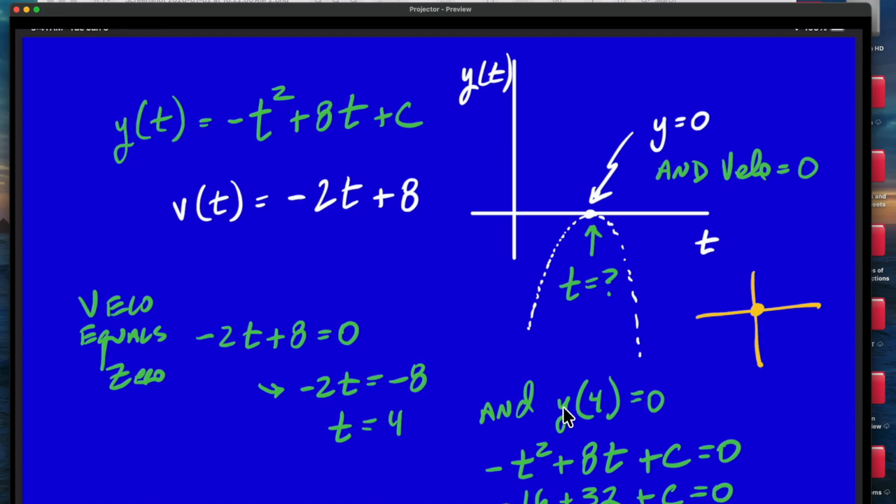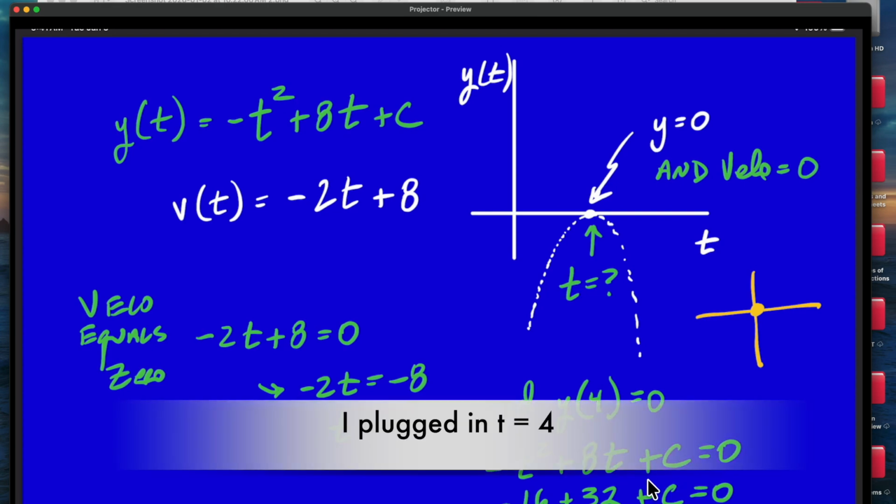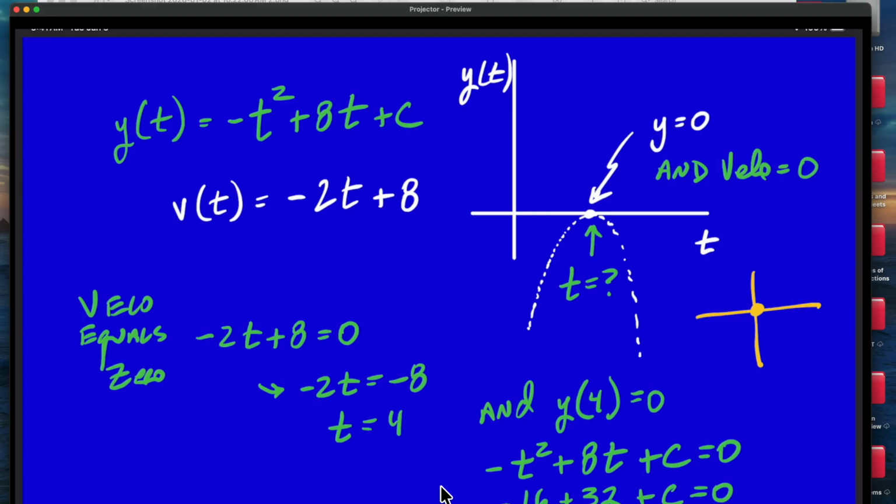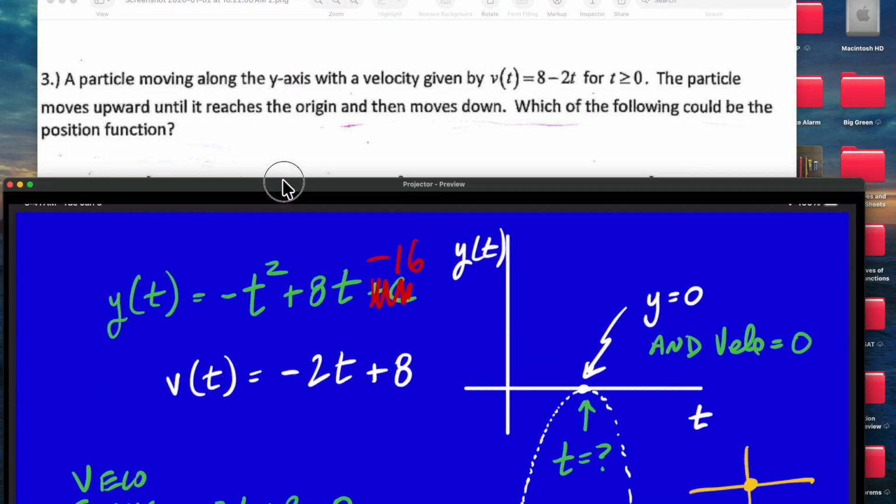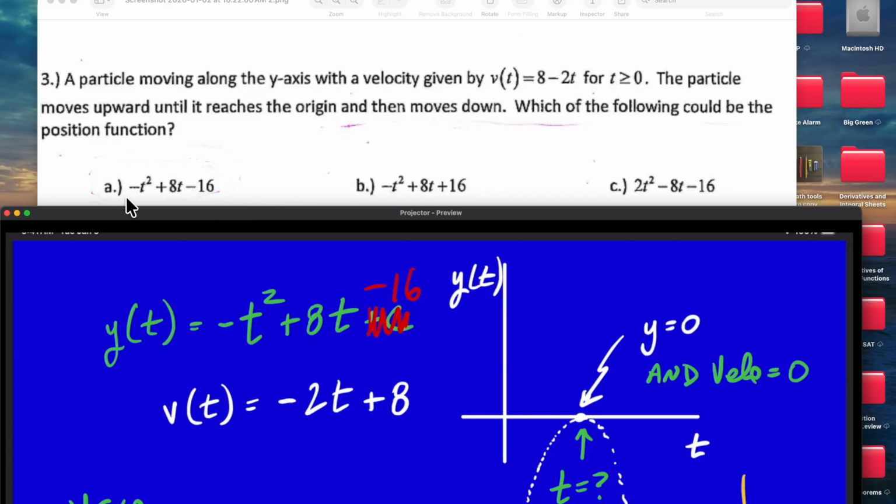So what we're going to say is that when you plug in 4 for t into the y equation, we're going to get 0. So we're going to set this candidate equation, negative t squared plus 8t plus c, equal to 0. And when we solve, we find that c has to equal negative 16. So therefore, we can plug that back into our original antiderivative and determine that that is our final equation, which is going to be choice A.